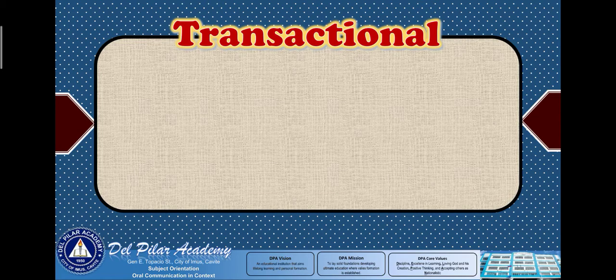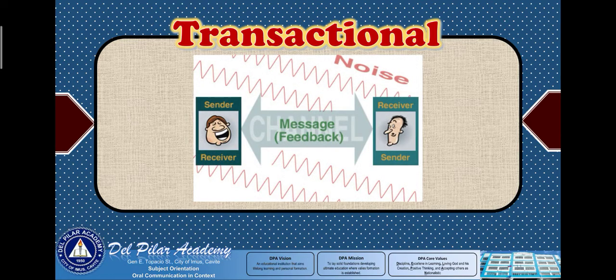The transactional model shows that the elements in communication are independent or interdependent. Each person in the communication act is both a speaker and a listener and can be simultaneously sending and receiving messages. So, in interactive, the receiver can give feedback. But in transactional model, the sender can become the receiver and the receiver could become the sender simultaneously.